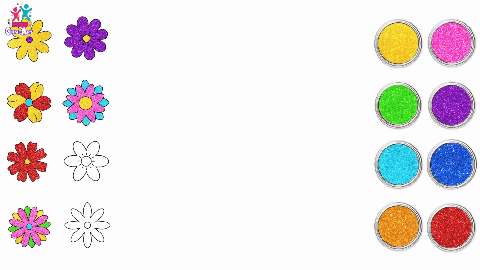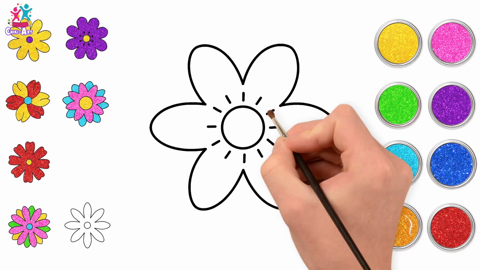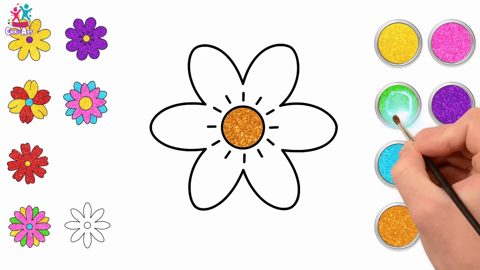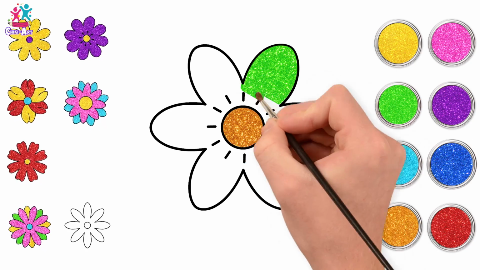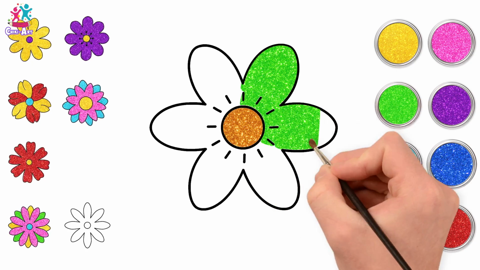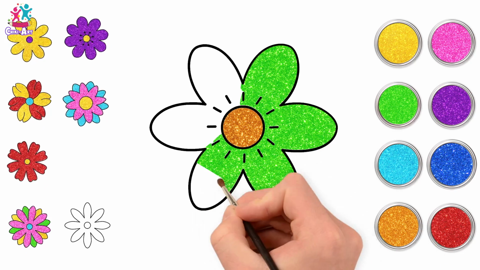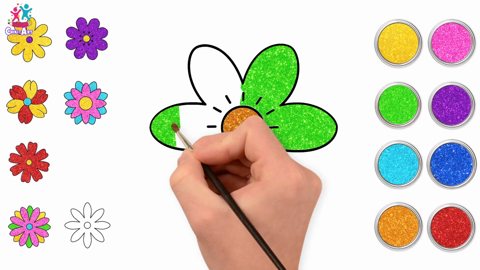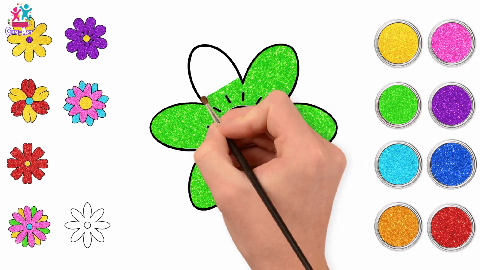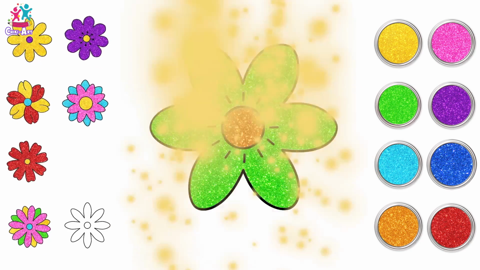Okay, let's do the next one. So we're going to go for gold in the middle. And green around the outside. Beautiful. It's like a little sun shining in the centre of a green field. Almost there. And we're done.